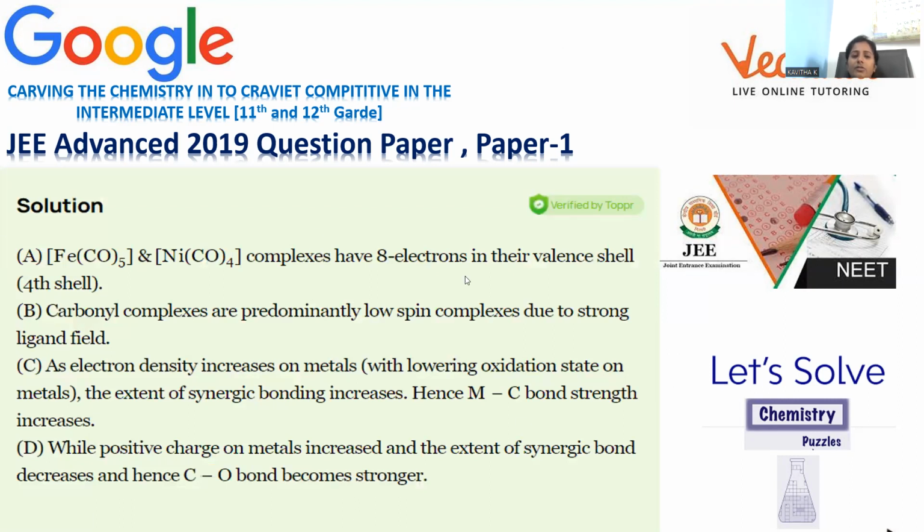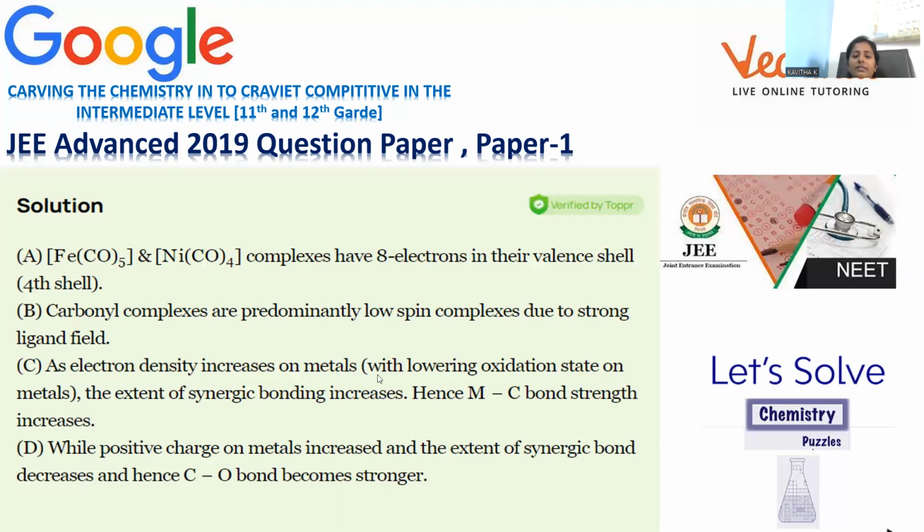Let me give the entire solution. Iron pentacarbonyl and nickel tetracarbonyl complexes have 18 electrons in their valence shell. Just now we counted: 4s2 3d6 for iron, and 4s2 3d8 for nickel. So the iron pentacarbonyl and nickel tetracarbonyl complexes do not have 16 electrons; rather 18 electrons will be there. Carbonyl complexes are said to be low spin in nature because the strength of carbonyl is high, because these are called strong ligand field.